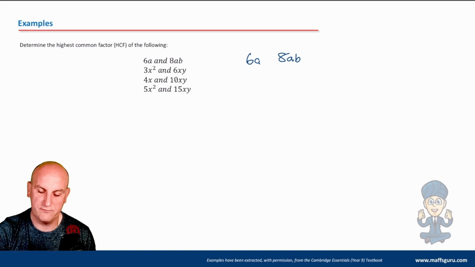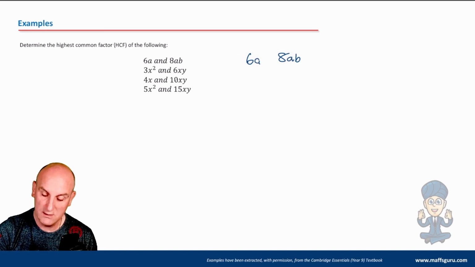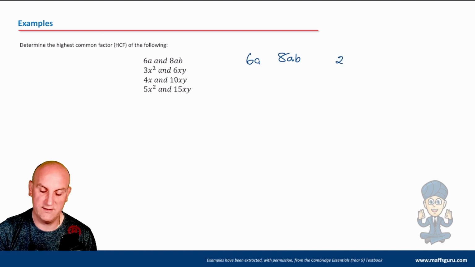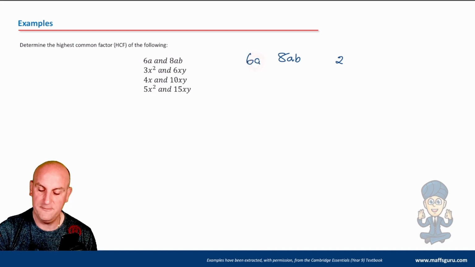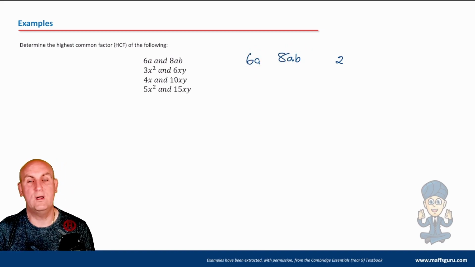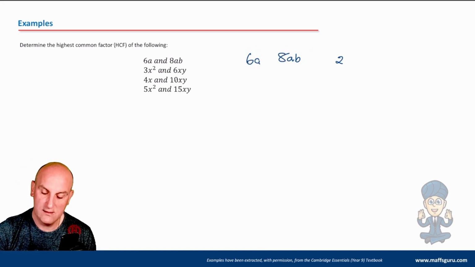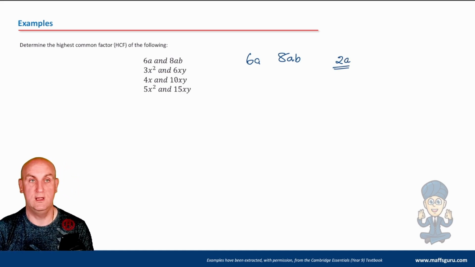Right, so let's look at the numbers first. What's the highest thing that goes into 6 and 8? Well, it'd be 2. So I'm just going to write 2. My highest common factor is 2. Am I finished? No, look at the letters. I've got an a here and an ab there. What letter are they sharing? a. So my highest common factor in that situation would be 2a.